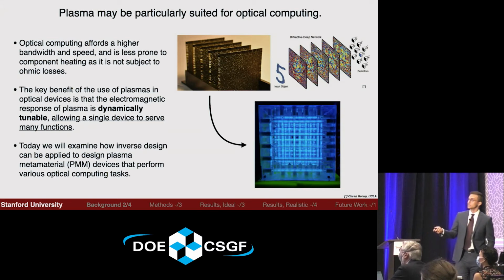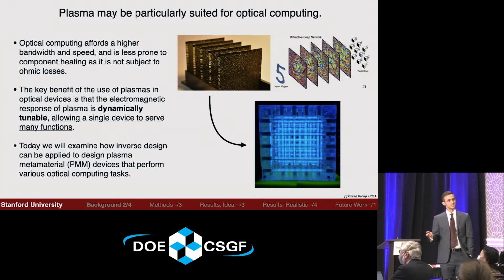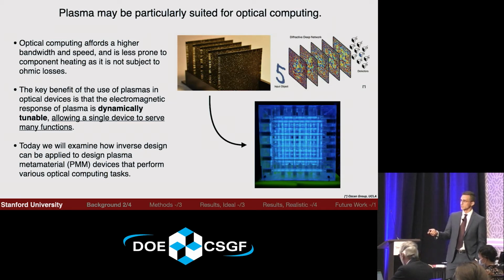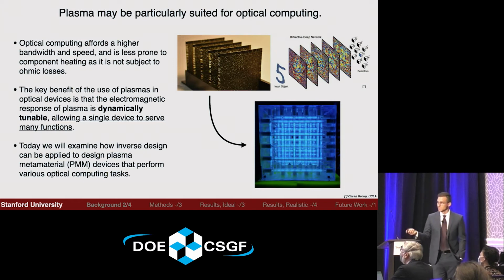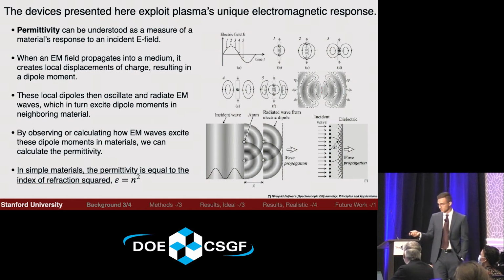The key benefit of the use of plasma as an optical device is that the electromagnetic response of plasma is dynamically tunable, which also allows a single device to serve many functions. You might create a device like this, which is just a bunch of plasma discharge tubes in a woodpile configuration. By tuning the discharge that you supply to each of these plasma elements, it can perform a bunch of different functions. So today, we're going to talk about how inverse design can be applied to design plasma metamaterial devices that perform various optical computing tasks.